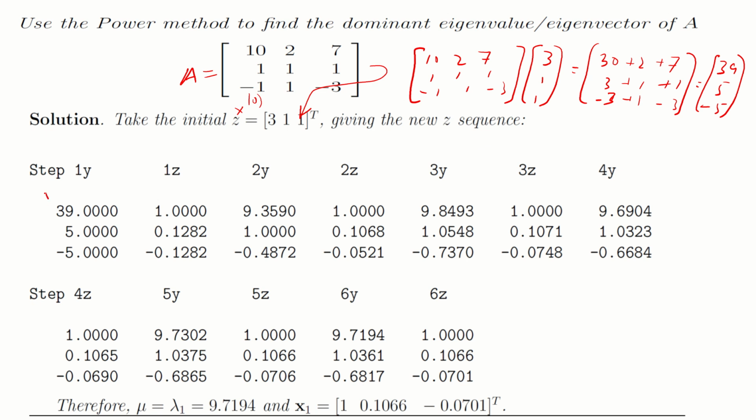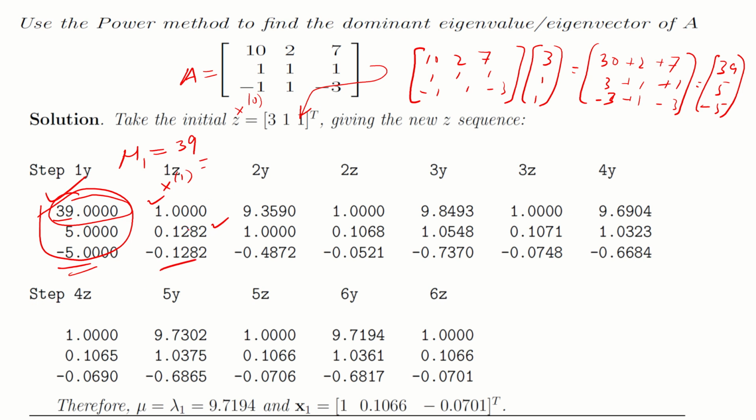This is the vector, and then we pick the numerically largest value. We call that mu1, and in this case mu1 is 39. Then this is our x1, found by dividing this vector by 39. If you divide by 39, you get 1 here, and 5 divided by 39 gives you 0.1282, and dividing the last entry by 39 will give you this quantity.